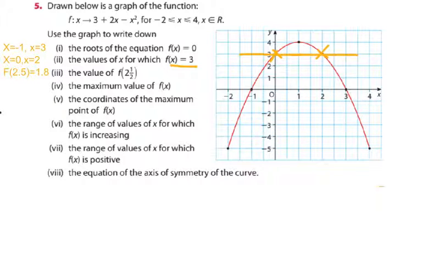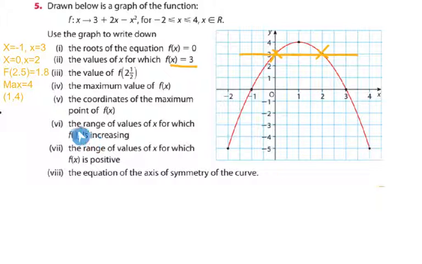Okay, now part 4 is the maximum value of f of x. Well, I can see that's up to here. The maximum value is equal to 4. Okay, so I'll put that in a moment. The coordinates of the maximum point of f of x. Well, the maximum value is 4, but the coordinates is 1, 4.